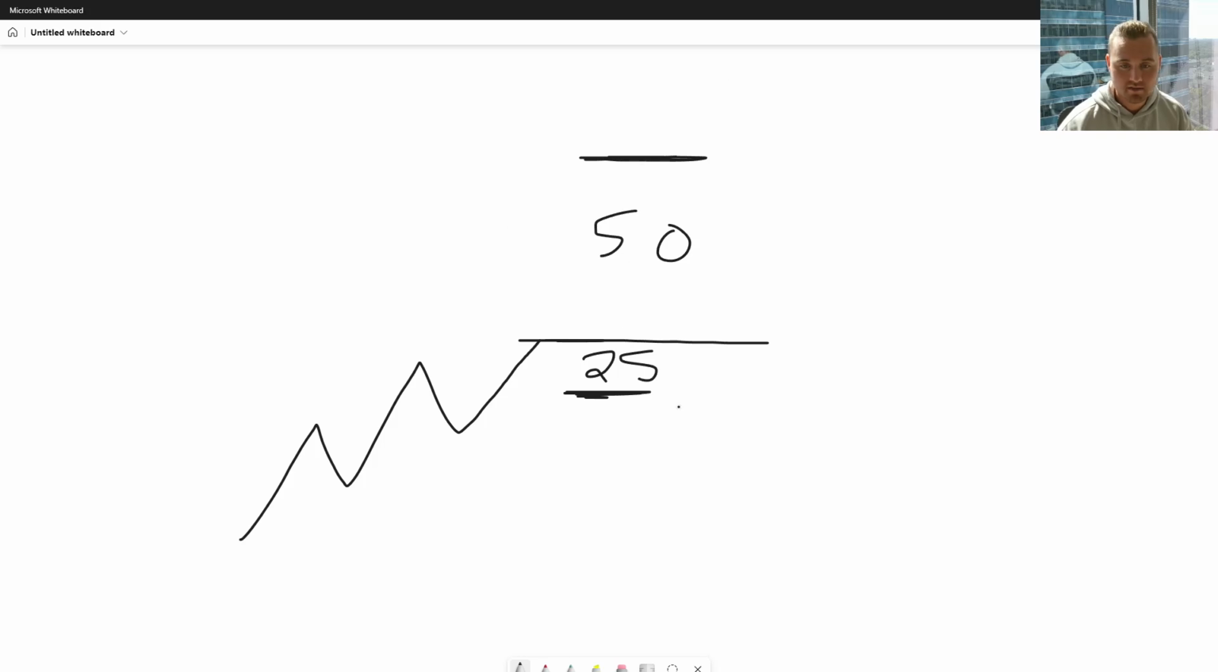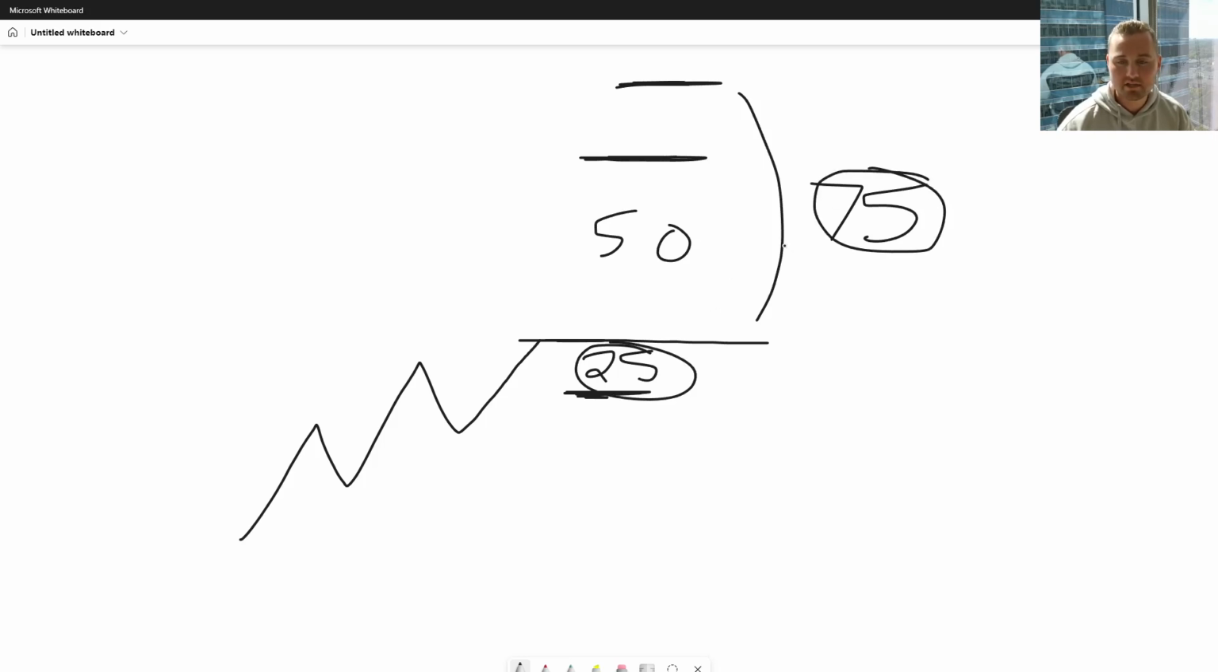Meaning, in my case, this would not be good enough. I would need to achieve, maybe right here, a total of 75 pips, right? Because if my stop loss is 25 and my take profit is 75 pips, then that's a 1 to 3, because 75 divided by 25 is 3. And that would be a good trade for me. So that's the difference between risk and reward.